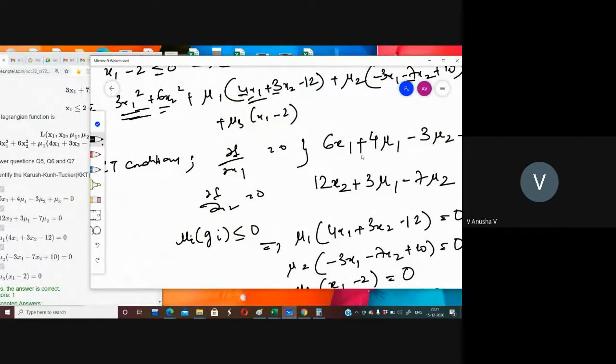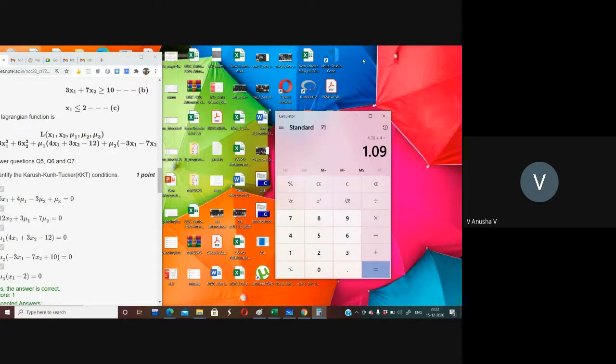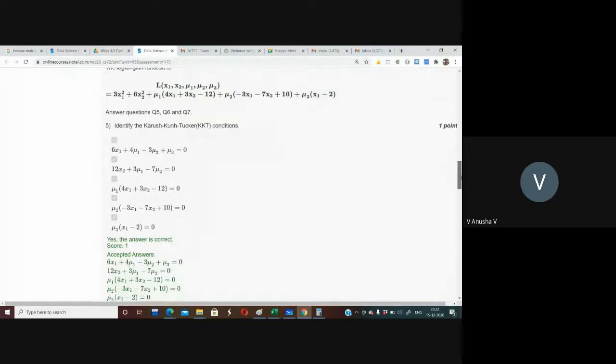6x1 plus 4u1 minus 3u2 plus u3. That condition is true. This is right. Next, 12x2 plus 3 mu1 minus 7x2. This condition is true. Next, we have three conditions: mu1 into first constraint, mu2 into second constraint, mu3 into second constraint. That's it. That will be your answer.